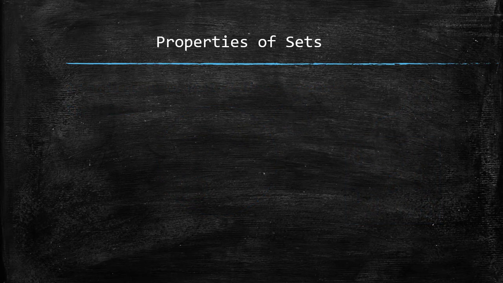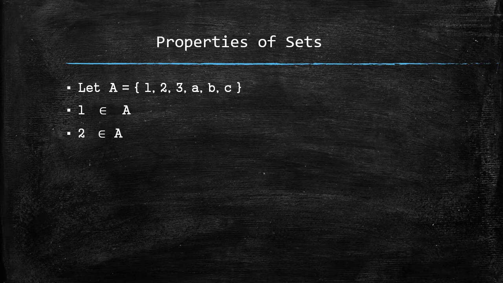Properties of sets. So in this slide, we're going to talk about belong, does not belong, subset, not subset. So we have a set A that has 1, 2, 3, A, B, C as elements. So 1, we say 1 belong to A. 2 belong to A because 2 is found in A. Notice we have set notations, so the set containing 1 and 2 is subset to A. The empty set is subset to any set.